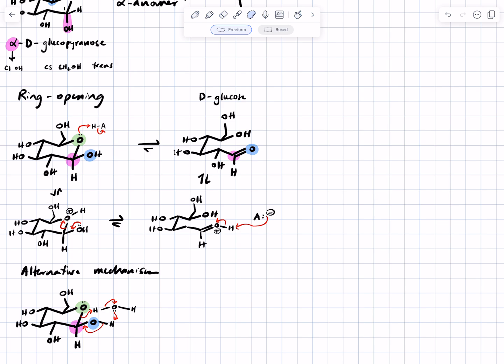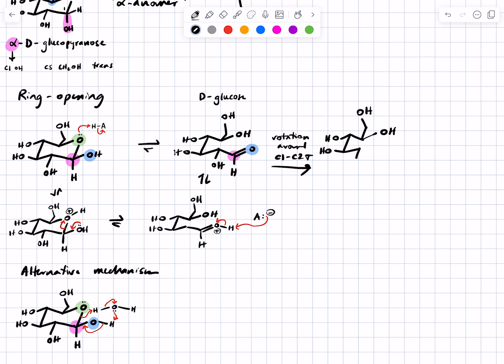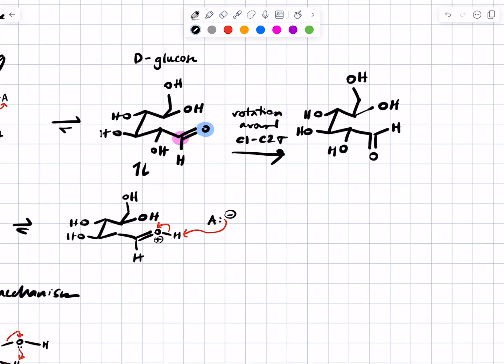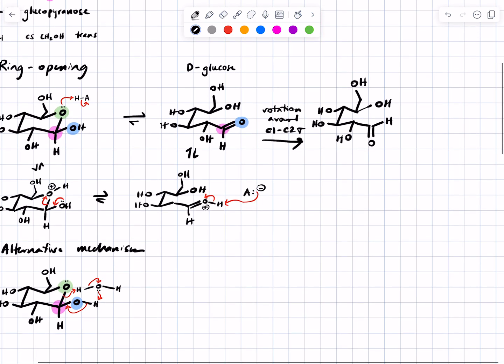Because you can see if we get to that open chain form of glucose, by rotation around the bond between C1 and C2, you can redraw the structure like this. And now the aldehyde carbonyl is pointing downward. Okay, and the proton is pointing upward. And then I won't draw the mechanism for this, or maybe I will. Should I? Why not?